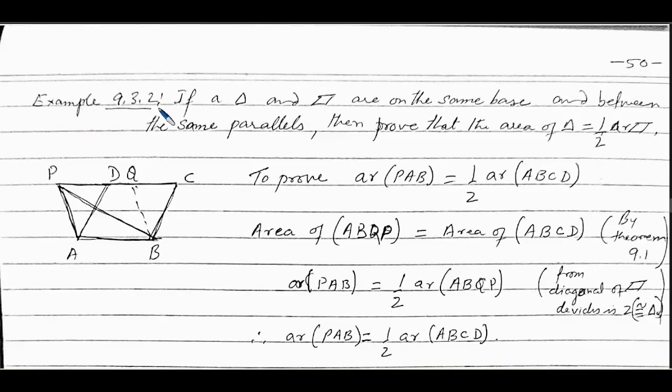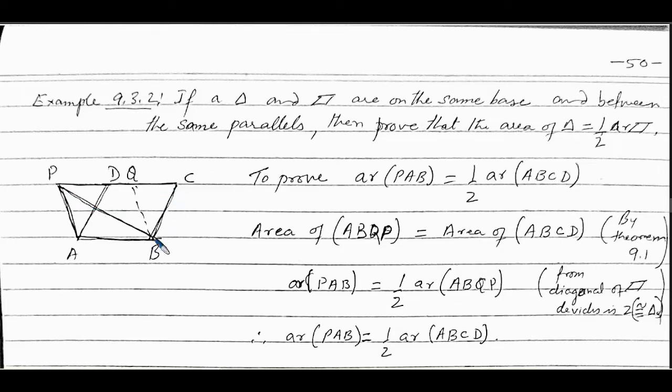Now example 9.3.2. It asks, if a triangle and a parallelogram are on the same base. So this is the base, the same base, AB. This PAB is a triangle and ABCD is a parallelogram. They are on the same base and between the same parallel lines. Then prove that the area of the triangle is half the area of the parallelogram.